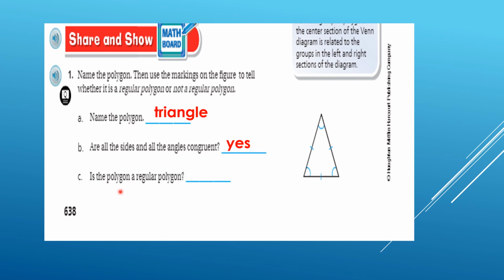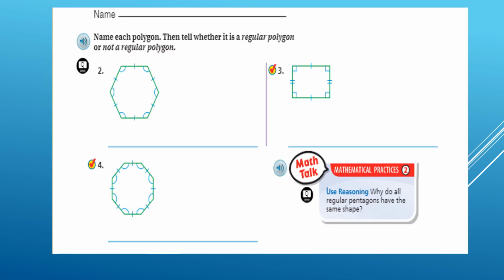Is this polygon irregular? What do you think? Congruent sides and congruent angles. Very good. That's a regular polygon. Now let's again do more exercises. This is very quick, very easy. Let's first name the polygon. Students, when it says name the polygon, I should mention whether it's a triangle, a quadrilateral, a hexagon. Then I should mention whether it's regular or not regular.